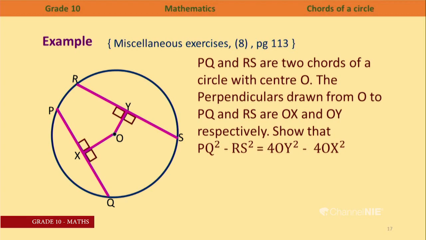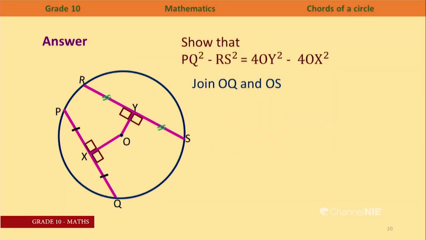So, let us see how it is happening again. To show this relationship, we have to join OQ and OS. OQ and OS are the radii of this circle. O is the center and we join OQ and OS. Then we get right angle triangles. What are the right angle triangles? OXQ and OYS.